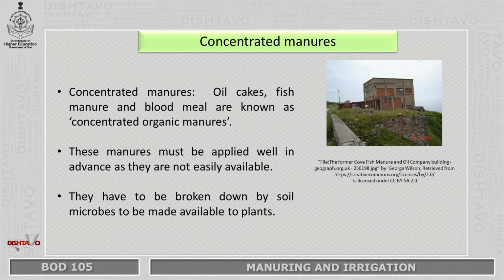Concentrated manures, that is oil cake and fish manure, are known as the concentrated organic manures. If you are using concentrated manures, these manures must be applied well in advance as they are not easily available. They have to be broken down by the soil microbes to be made available to the plants. There are only a few companies which are actually producing these concentrated manures. In the picture, you can see the factory showing the concentrated manure packing.